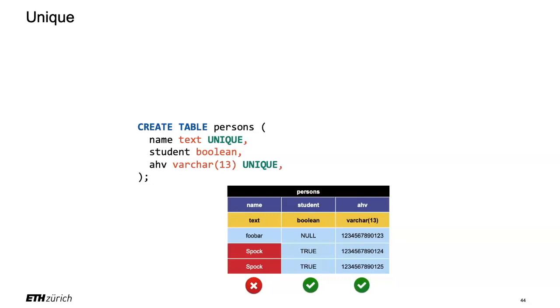But here you can see it's 3 different numbers. They're all made up. It ends in 3, 4, and 5. So you can see they are different. So this is fine, right? So unique will prevent you from populating the table in such a way that you would have several times the same value in the same column, right? For name and also for AHV.